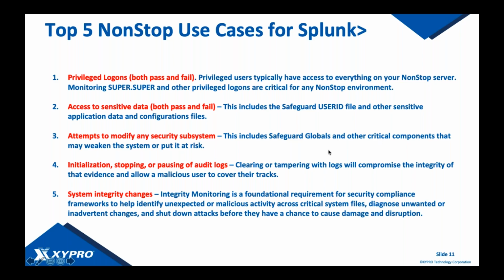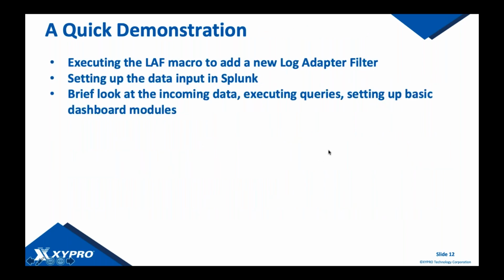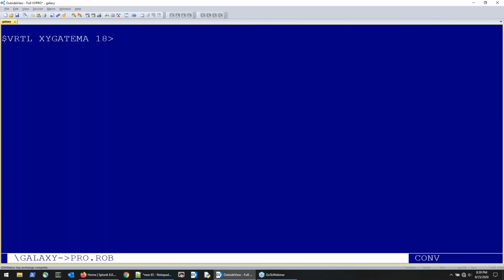Steve, our last slide here real quick. Okay, so my demonstration is going to include running the LAF macro. That's the log adapter filter macro that installs the common event format extensions to Merged Audit. We're going to set up the data input on Splunk, and then we're going to take a brief look at incoming data in real time, and we'll set up some queries so that you can make sense of that data over on Splunk. Let me preface this with, I am not a Splunk professional, I am a NonStop professional, but I have the ability to do this right out of the box.